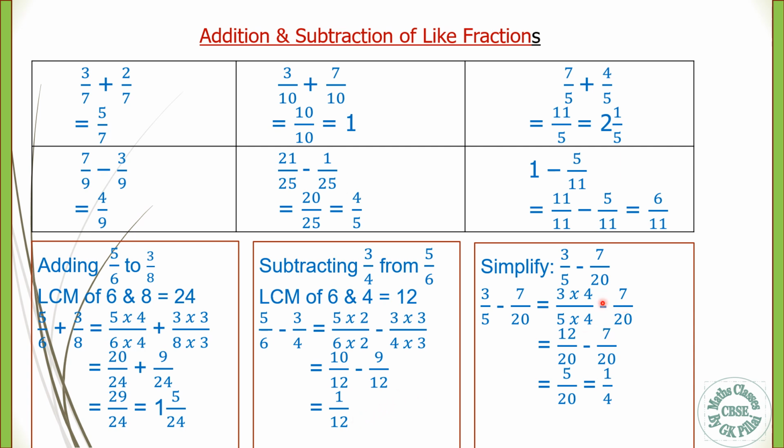The next one here, 3 by 5 and 7 by 20. The LCM of 5 and 20 is 20 only. So we are making this denominator same as 20. Multiply the numerator and denominator by 4. You are getting 12 by 20 and 7 by 20. When subtracted you will get 5 by 20, and you can reduce it to 1 by 4.